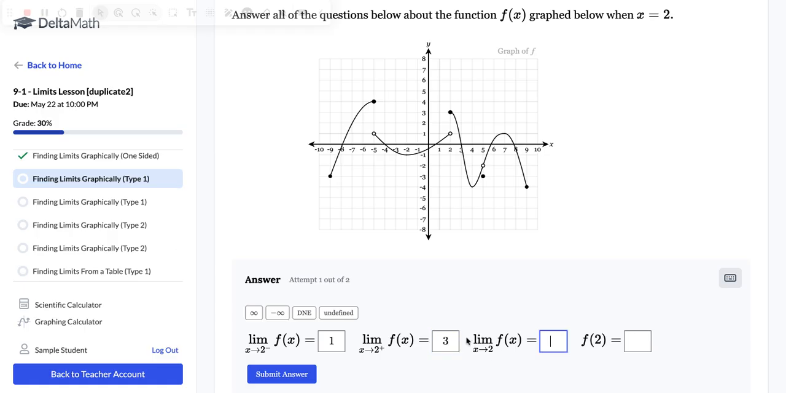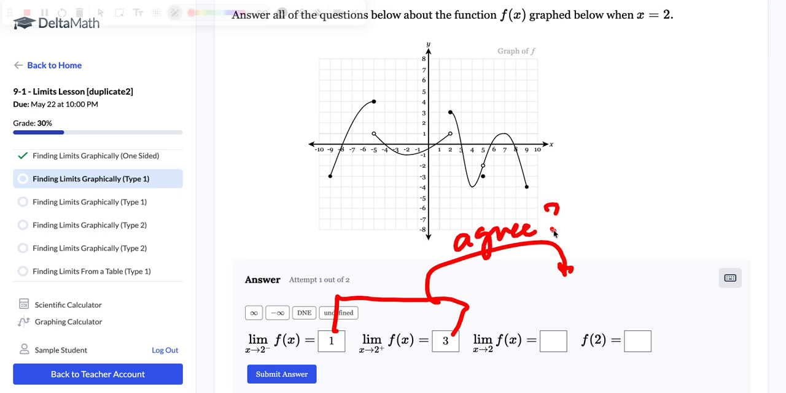Now, this question here would be stated the limit as x approaches 2, period. There is no little negative or positive sign right in this corner. So how do you answer this? Here's a very simple rule. When these two values agree, okay, that is your answer. If they disagree, the answer is DNE.